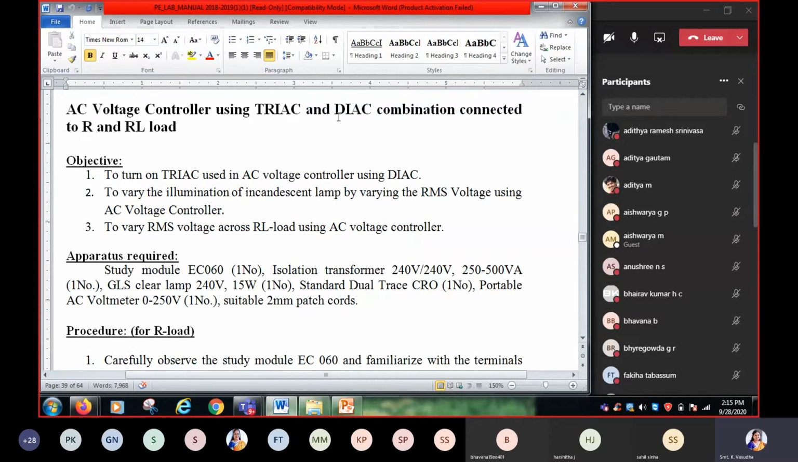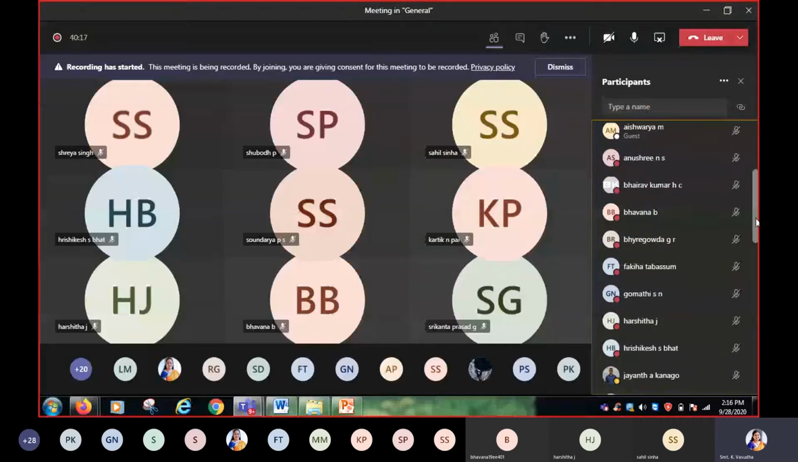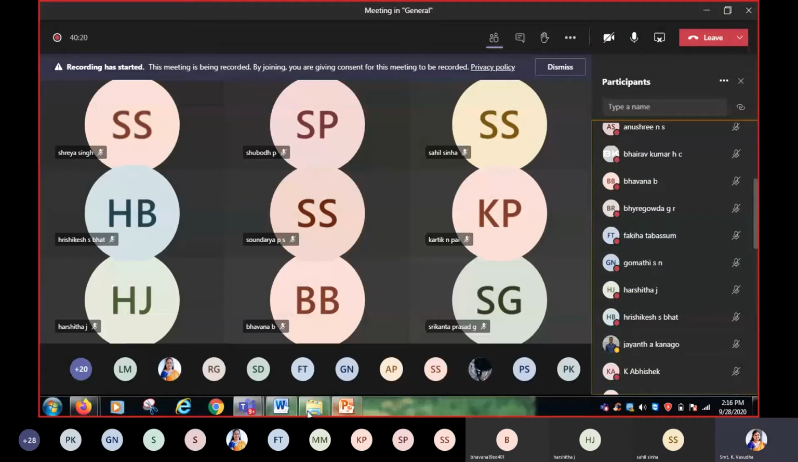Now diac is a controlled device or uncontrolled device? Is diac a controlled device? Diac is an uncontrolled device. What is the difference between diac and diode? Diode is also an uncontrolled device, right? What is the difference between diac and diode, Rishikesh?